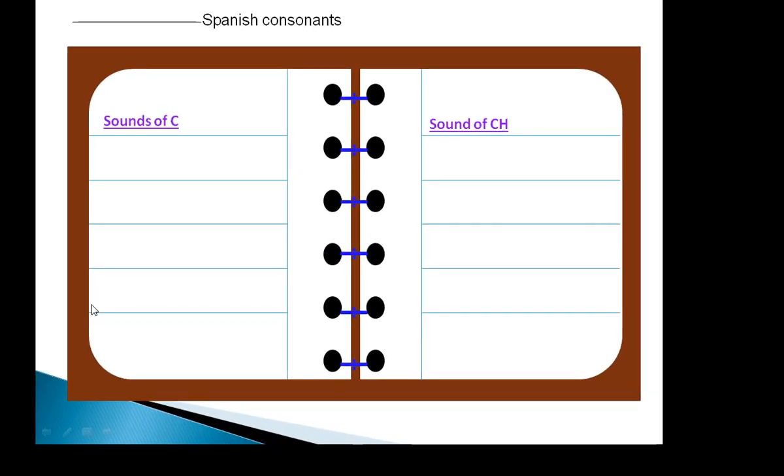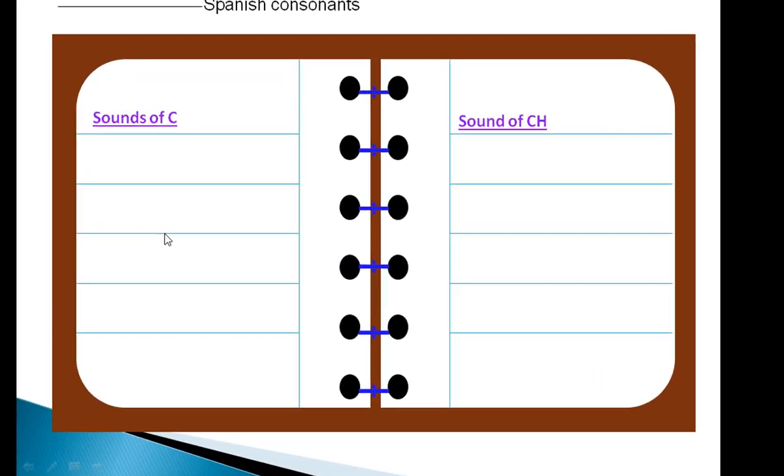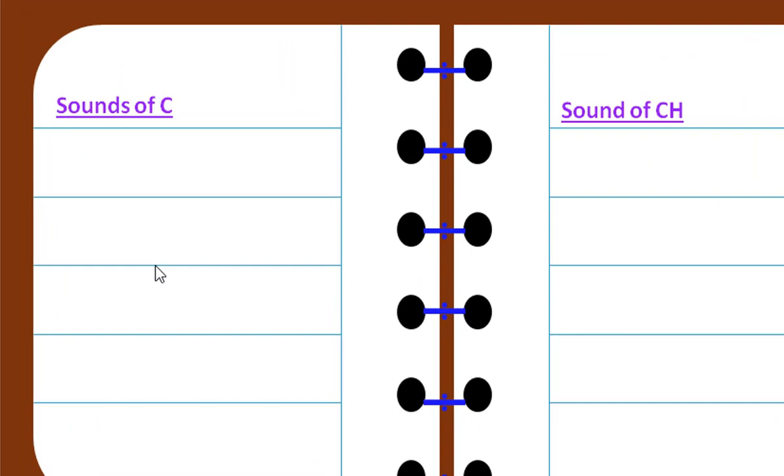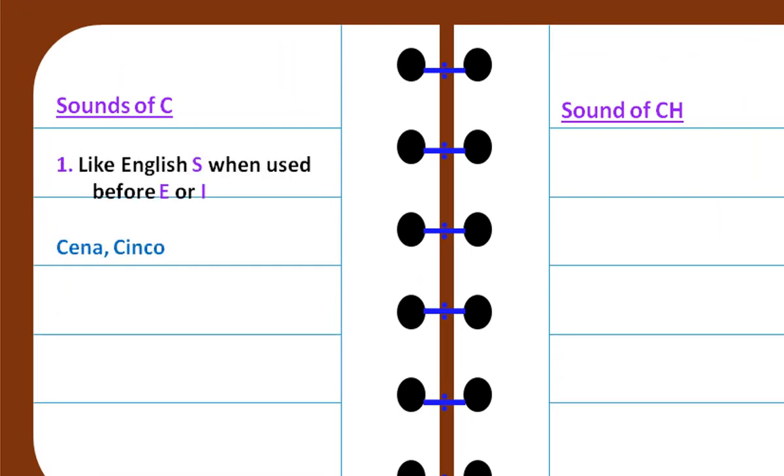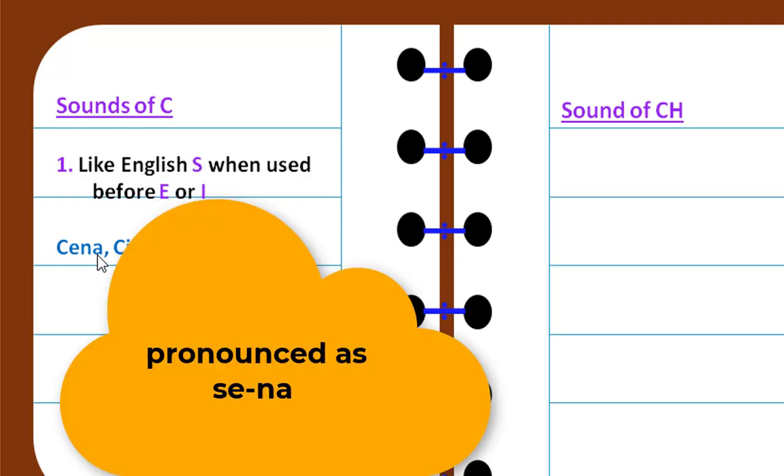Moving on to the next one. First, the sound of C. C again has two sounds, so there are two rules for it. It sounds like English S when it is used before I or E. Looking at the first example, it is a two-syllable word. E is there after C, so it should sound like English S. So it becomes se, na. Cena means dinner.